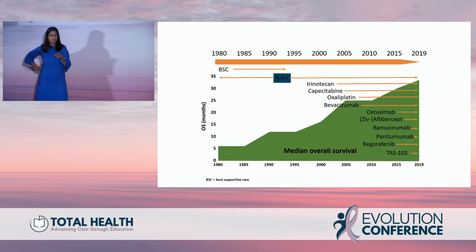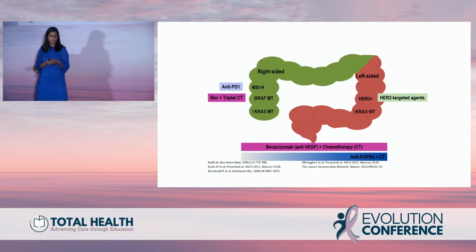But I think it's still disappointing that the overall survival in colorectal cancer really hasn't changed beyond about 30 months for the all RAS wild type patients over the last few years.